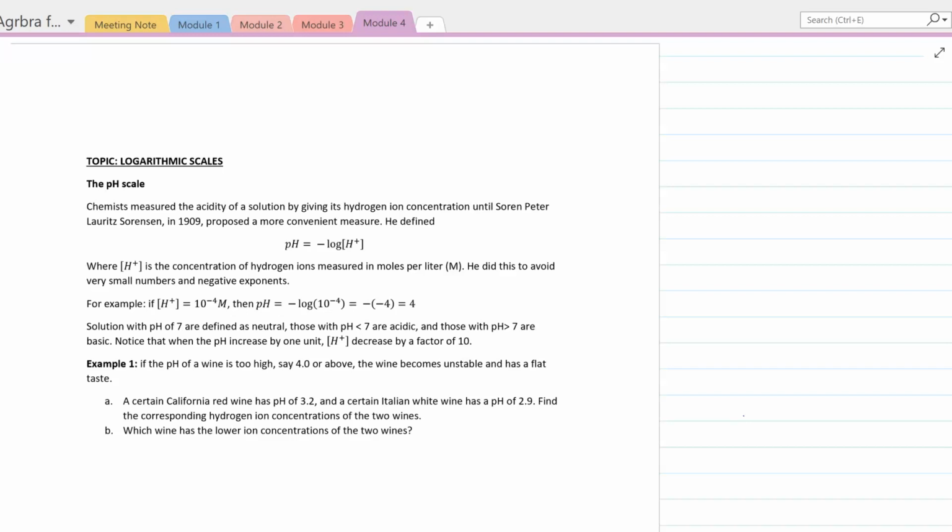If the pH of a wine is too high, say 4 or above, the wine becomes unstable and has a flat taste. A certain California red wine has a pH of 3.2, and a certain Italian wine has a pH of 2.9. Find the corresponding hydrogen ion concentration in the two wines.